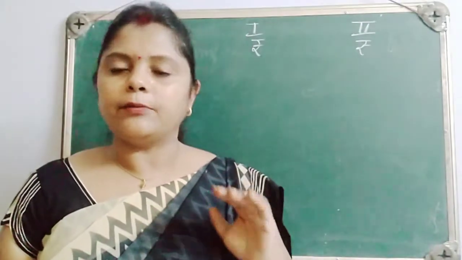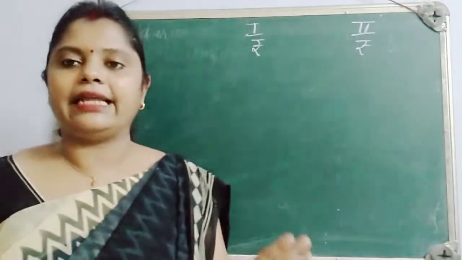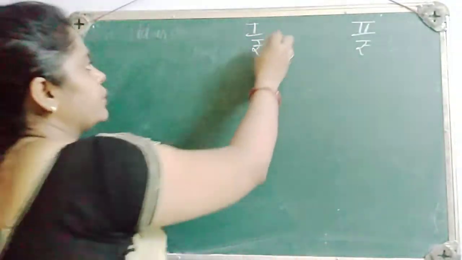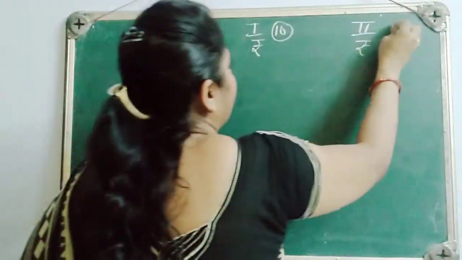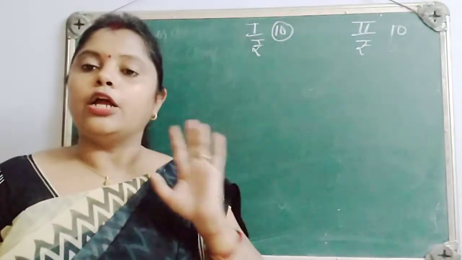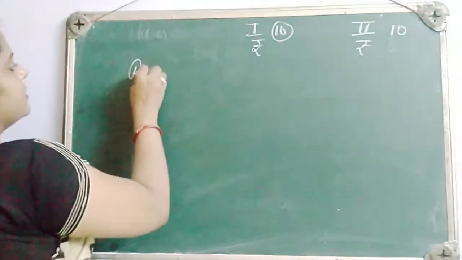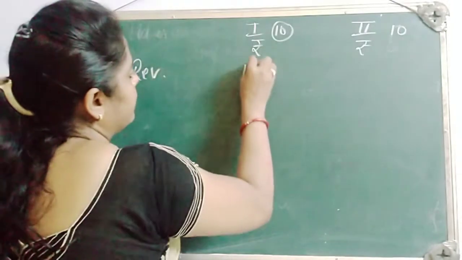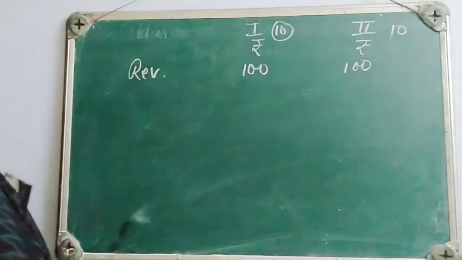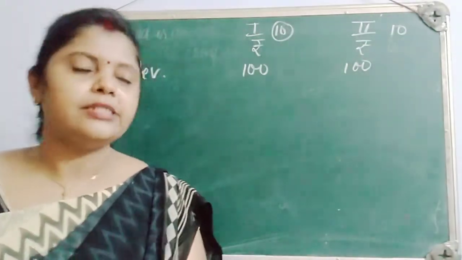Suppose initially the total number of shares in both the cases was 10. Initially it was only 10. So the total number of shares in the first case was 10 and in the second case again it was 10 only. Total revenue in both the cases is 100 rupees. I'm taking a very small amount so that it will be easy for us to understand. Total revenue is 100 rupees.